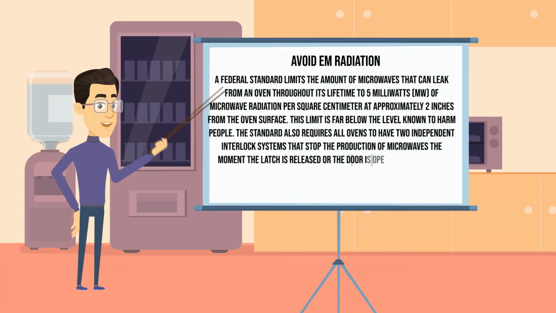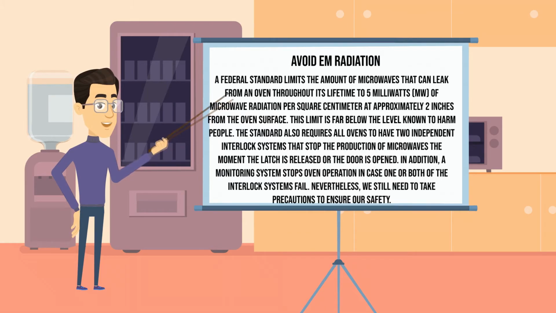Avoiding EM radiation. A federal standard limits the amount of microwave that can leak from an oven throughout its lifetime to 5 milliwatts of microwave radiation per square centimeter at approximately 2 inches from the oven surface. This limit is far below the level known to harm people.